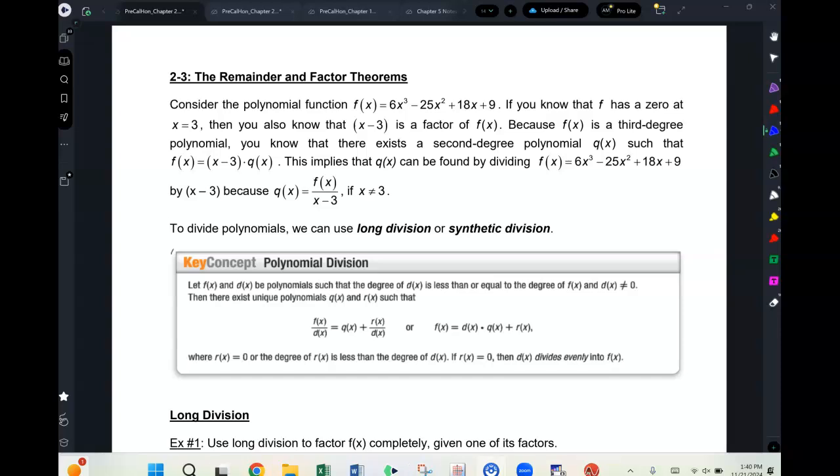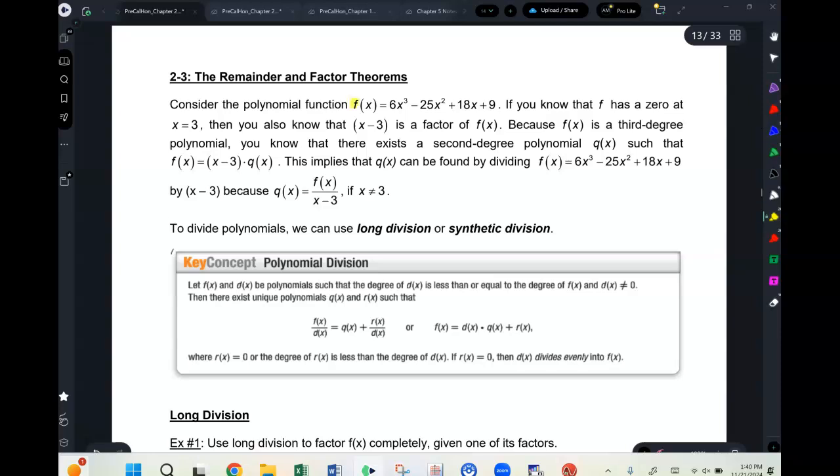We're going to talk about remainder and factor theorems. Take a look at this polynomial right here. Suppose we know that f has a 0 at x equals 3. If we know that f has a 0 at x equals 3, then we know that x minus 3 is a factor.